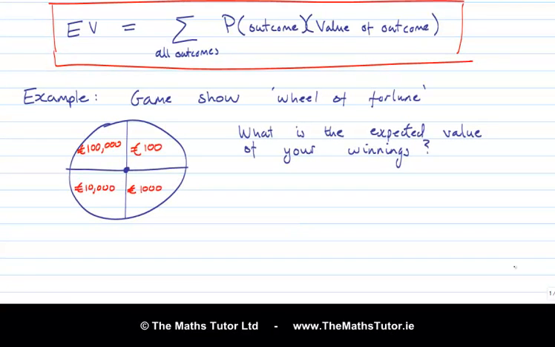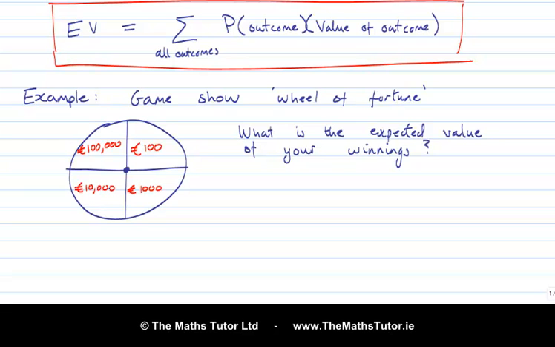So here's an example, and it's based on a device that you very often see on TV game shows, and that is the so-called Wheel of Fortune. So the idea here is that the Wheel of Fortune is essentially a spinner, and depending on where your wheel stops, you get one of the prizes that's listed in the sectors of the Wheel of Fortune. So in our example here, we have a Wheel of Fortune with 4 sectors of equal size, and the prizes are €100, €1,000, €10,000 and €100,000. And the question is, what is the expected value of your winnings?